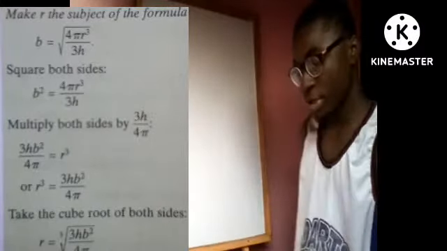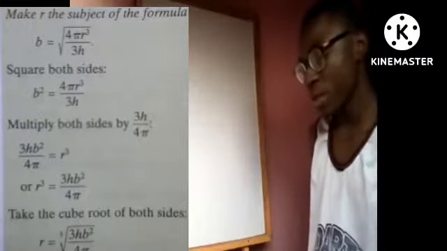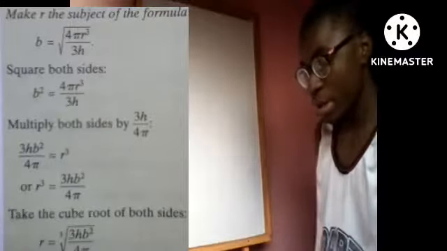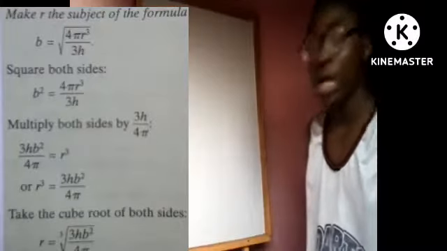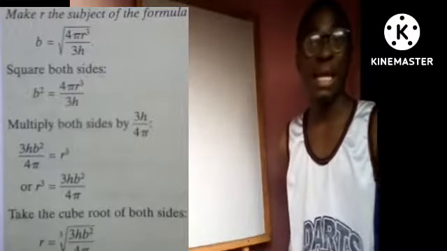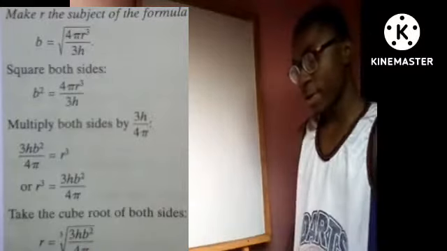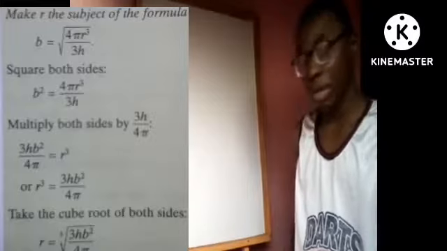When you square both sides, you have B squared equals 4 pi R cubed over 3H. Next, you multiply both sides by 3H over 4 pi. The reason for that is that you want to leave R alone, you want R to be the subject of the formula. So that's why you are dividing, trying to eliminate every coefficient of R. When we multiply both sides by 3H over 4 pi, on the left hand side we have 3HB squared over 4 pi equals R cubed.